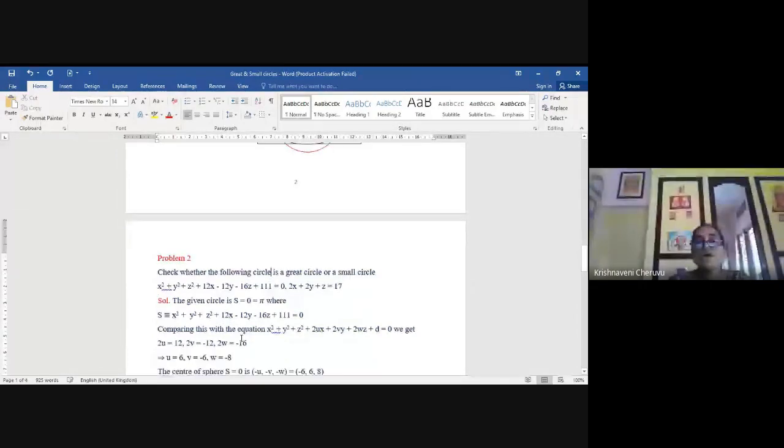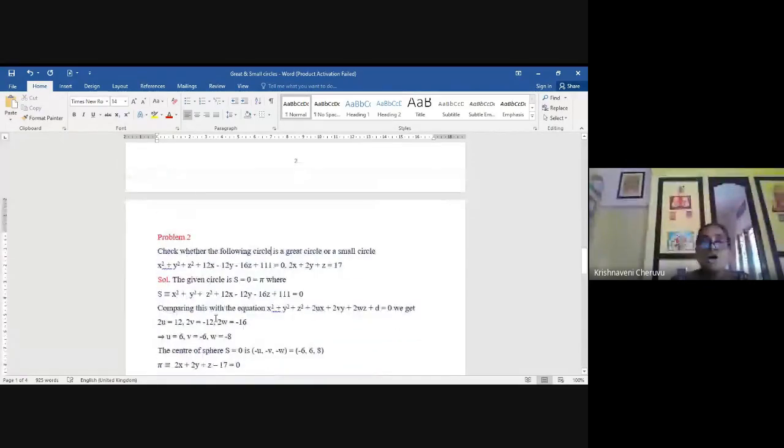So, what were you given here? A sphere, we are denoting it by S, and a plane, we are denoting it by pi. This sphere, S equal to 0, and this plane, pi equal to 0, are intersecting. That is why I wrote it as S equal to 0 equal to pi. So this is the equation of the circle.